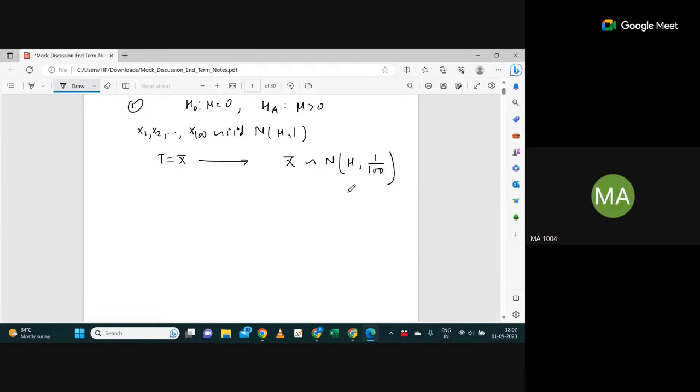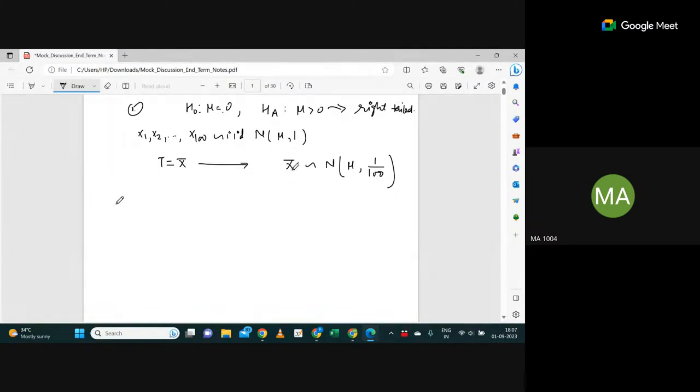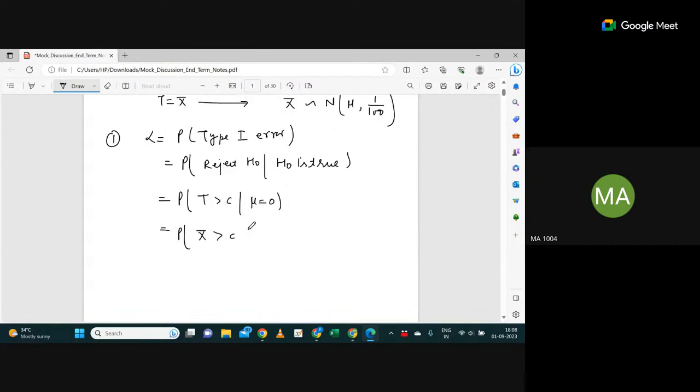What kind of test is this? It's a right tail test. I think you are now familiar with how to identify the side of the test. Question number one says we have to find the probability of type one error, which we denote as alpha, the size. It's the probability that I reject my H naught when H naught is true. So I reject H naught when T is greater than some constant C, and H naught is mu equal to zero. T is X bar, so we need the probability that X bar is greater than C given mu equal to zero.